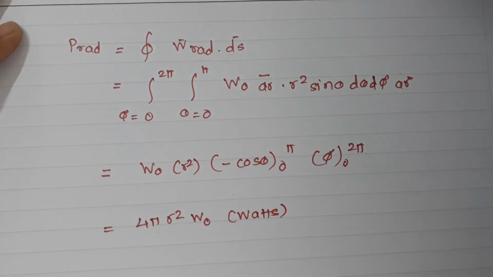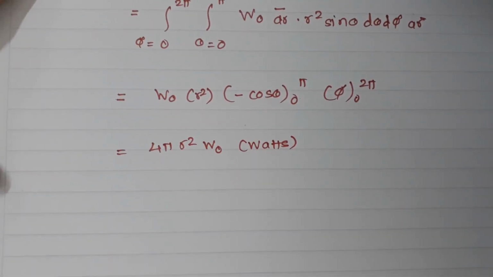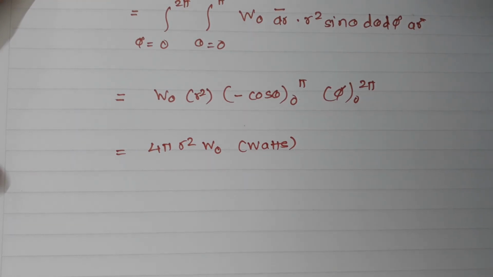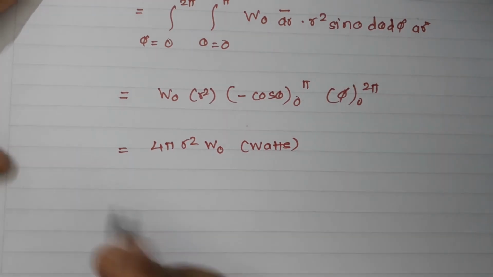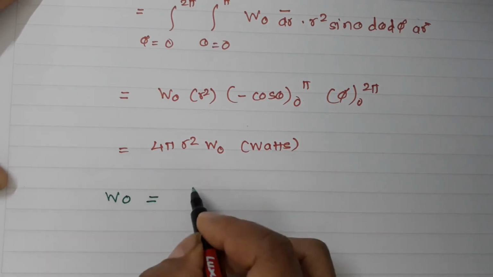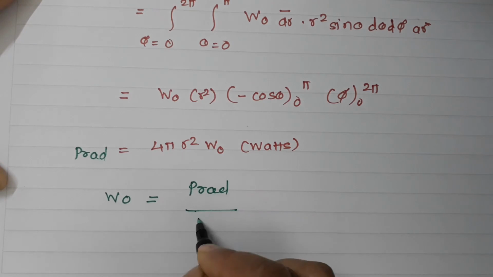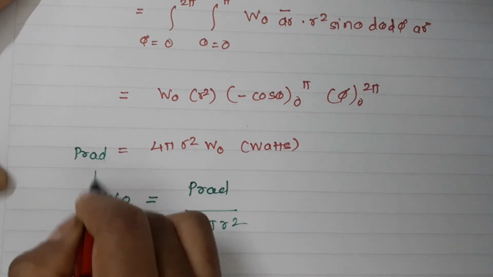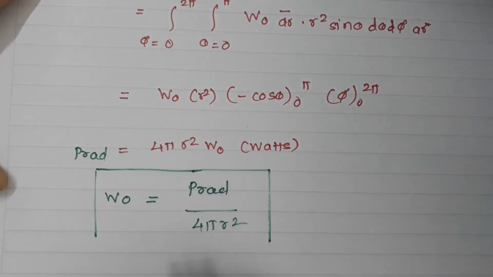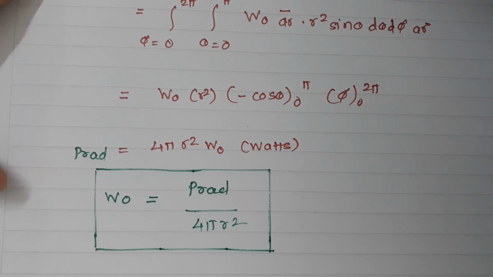Okay, as this is the power, the unit will be watts. Now if I'm interested in the radiation density, it gives me W0 is equal to P radiated, as this is the P radiated, divided by 4 pi r square. So this is nothing but the radiation density, I can say, for this particular isotropic antenna.